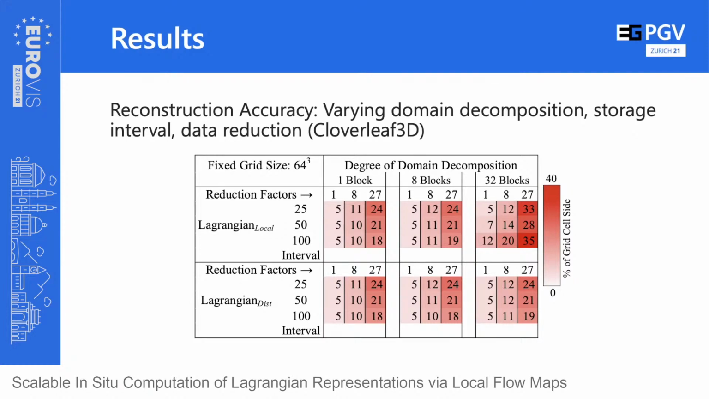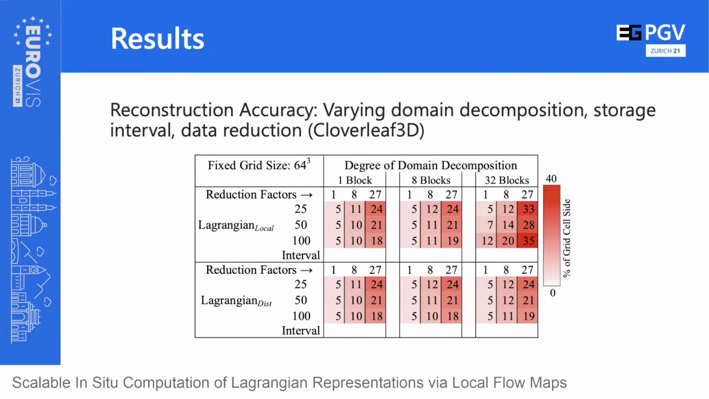The last set of tests are related to the degree of domain decomposition. We use the Cloverleaf 3D dataset for this set of tests. Here, we compare the accuracy of Lagrangian local and Lagrangian distributed to the ground truth. We measure the error of path lines over 500 cycles in this case. We used a fixed grid size of 64 cubed, and we decomposed this grid into 1, 8, or 32 blocks. Essentially, we investigate how the error is impacted as the number of boundaries within the domain increases.